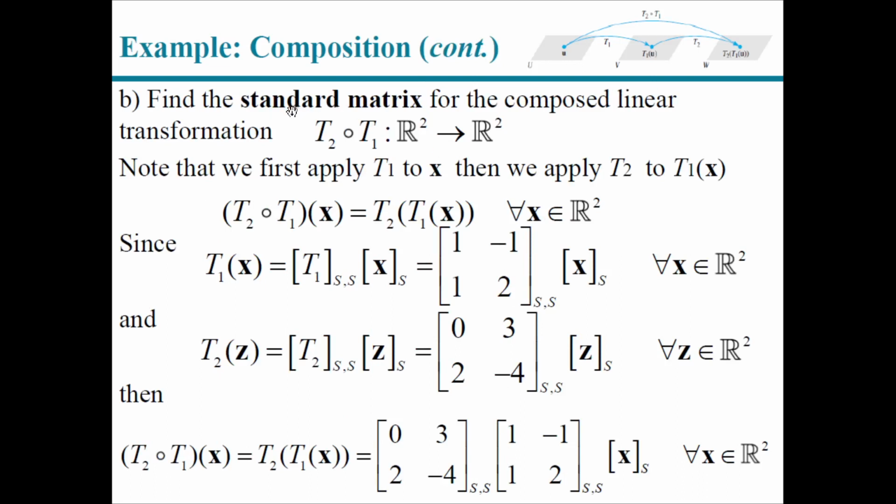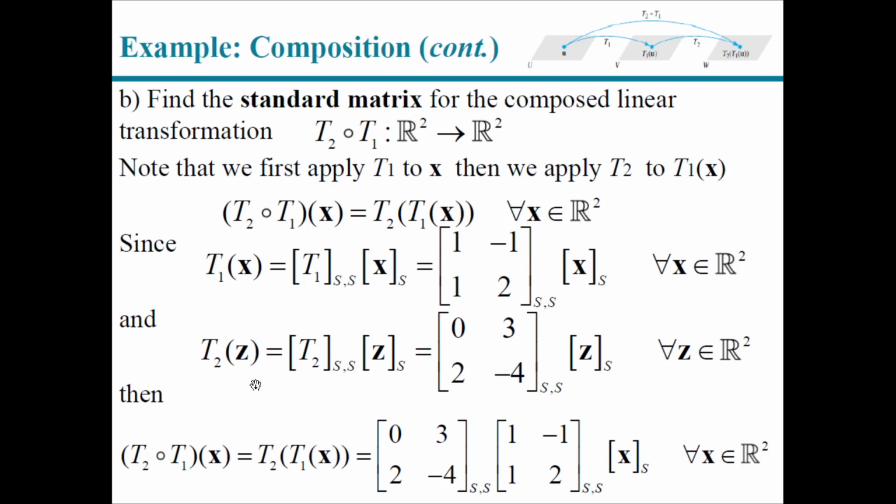Now we want to find the standard matrix for the composed linear transformation. So we are composing T1 and T2. So we are first applying T1 to the input, like here, and then to the result, T1x, we apply the transformation T2. So the order is very important. So we remember T1 of x is actually just the product of the standard matrix associated with T1 with the standard coordinates of x.